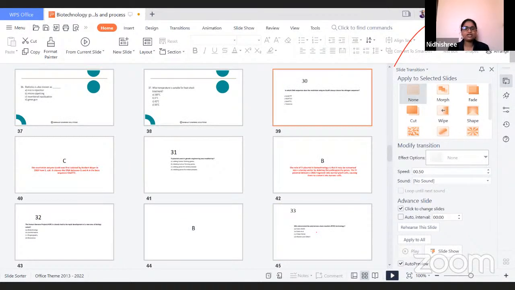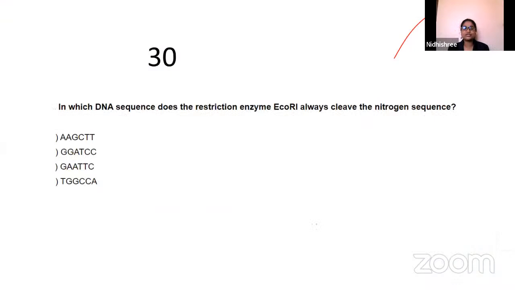Okay. In which DNA sequence does the restriction enzyme E. coli always cleave the nitrogen sequence?